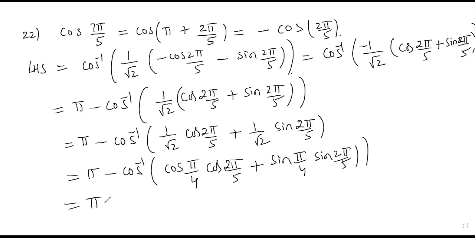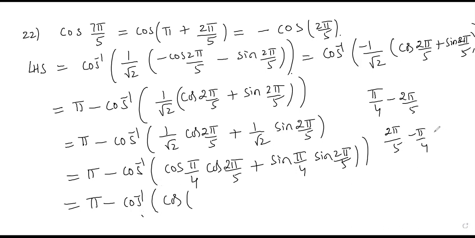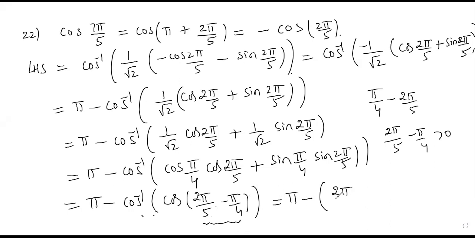So now this can be written as pi minus cos inverse of cos of a minus b. But we have to take a minus b means pi by 4 minus 2 pi by 5 or 2 pi by 5 minus pi by 4. The range of cos inverse does not contain negative angles. So you have to take pi by 4 minus 2 pi by 5 or 2 pi by 5 minus pi by 4, whichever is positive. So here 2 pi by 5 minus pi by 4 is the positive angle. So that's why you write this as cos of 2 pi by 5 minus pi by 4. So cos inverse of cos theta can be written as theta, because this theta belongs to the closed interval 0 to pi, that is a positive angle. So 2 pi by 5 minus pi by 4.